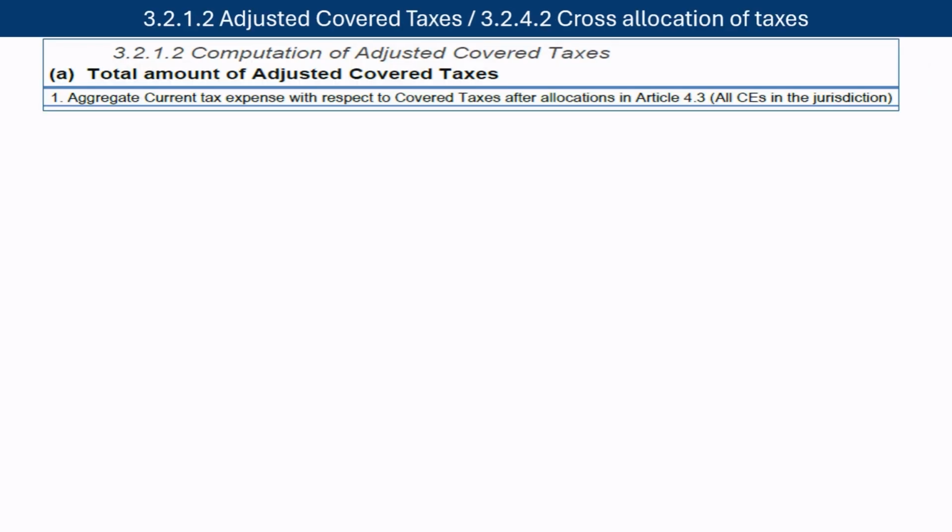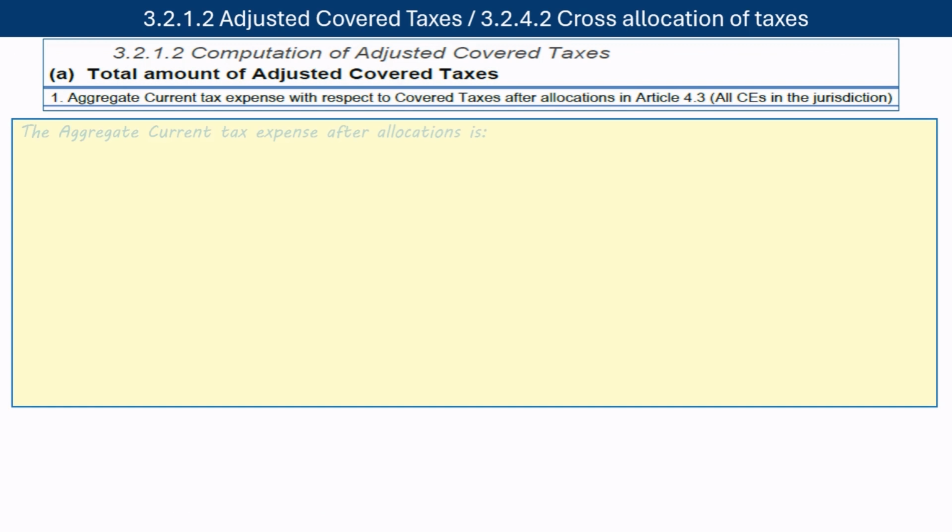And what they mean when we look at this is the following, right? The aggregate current tax expense after allocations means that, remember, under Pillar 2, some taxes are withheld or paid by some entities which actually relate to the income of other entities, right?